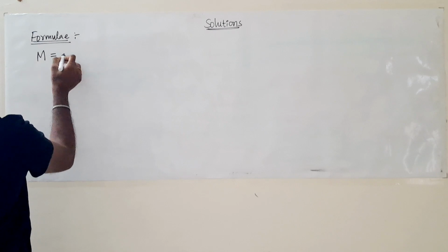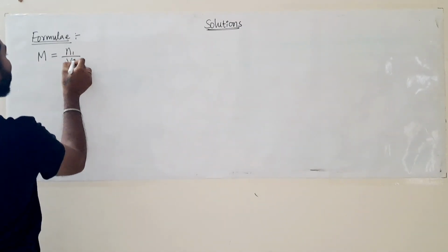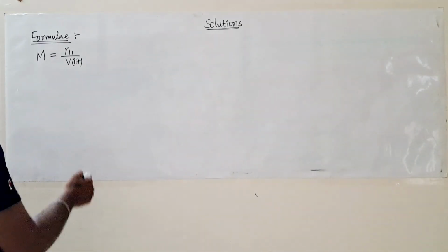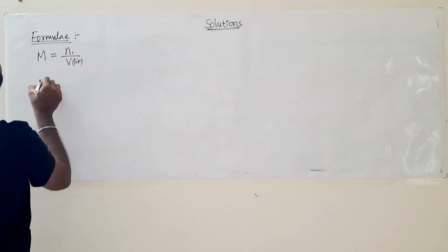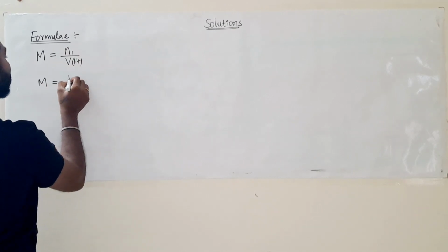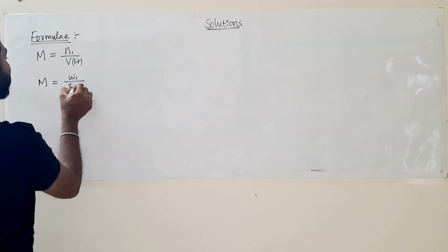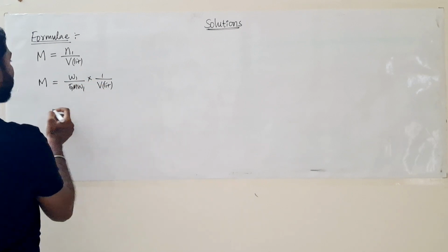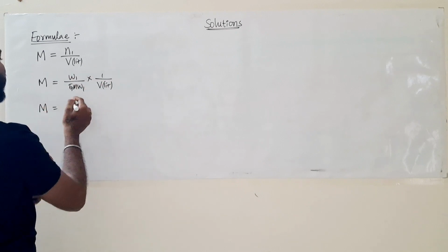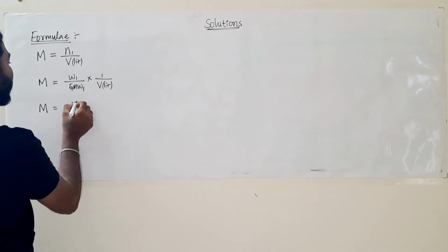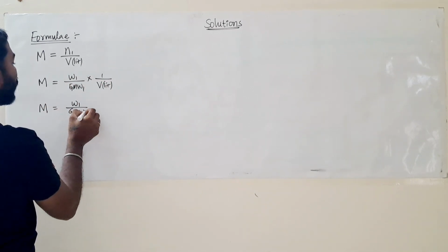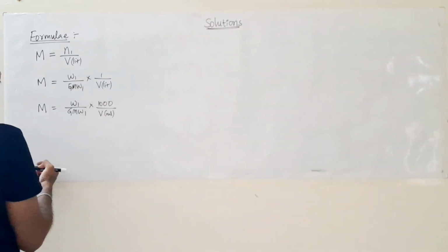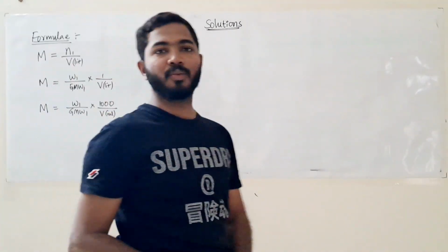Actually, we know that molarity can be written as N1 by V in liters, the number of moles of solute present in 1 liter of solution. Now in place of this N1, we can write W1 by GmW1 into 1 by volume in liters. That is, again, it can be taken to the next step, that is weight of the solute by gram molecular weight of the solute into 1000 by volume in ml. So this is the final equation we have got already.